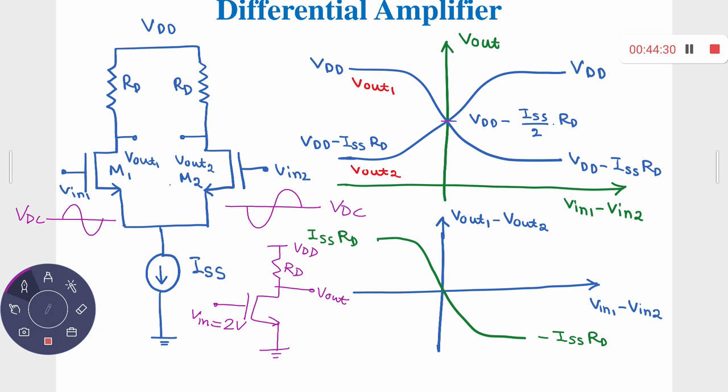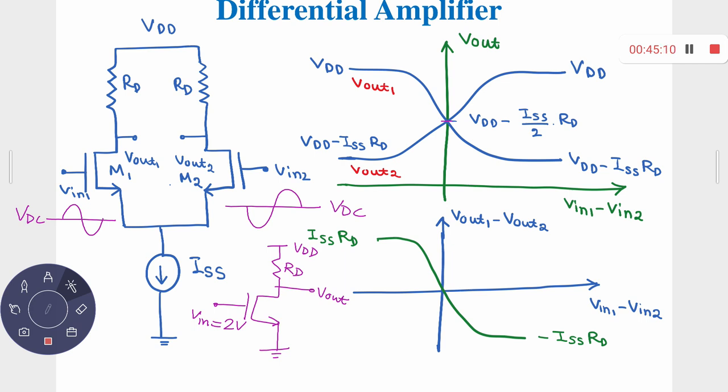Then another extreme condition, when V1 is much, much greater than V2, you understand that one transistor will move into cutoff, right? Then you find that the output voltage is a constant one, minus ISSRD, that is constant. Or if you consider the other way, V1 is much, much less than V2, over here this is also constant. So this region and that region are none of our business.